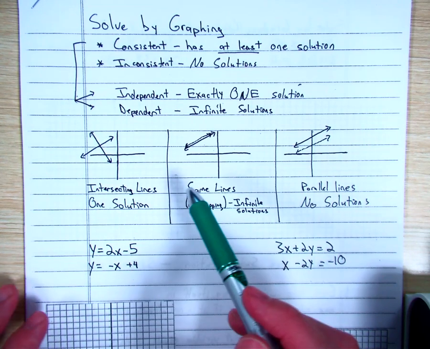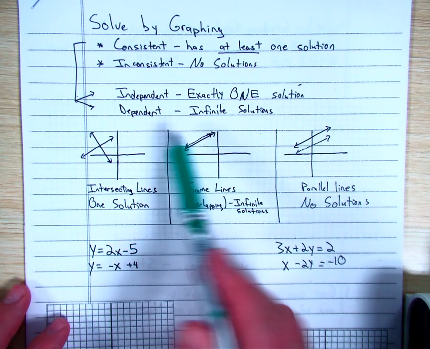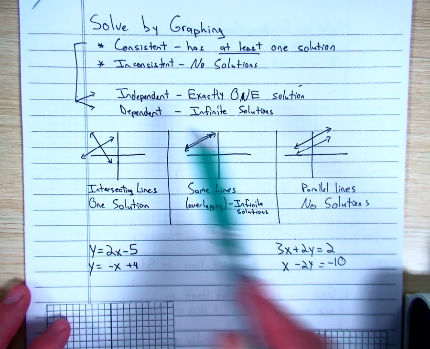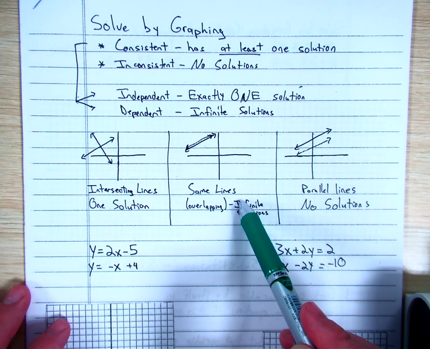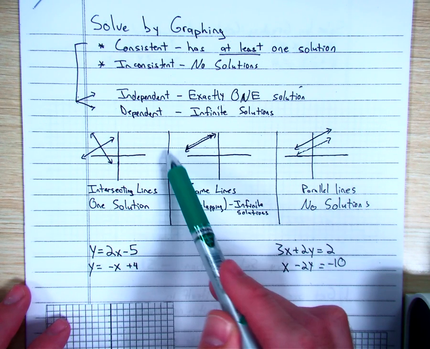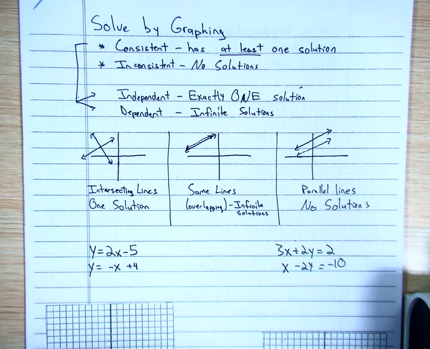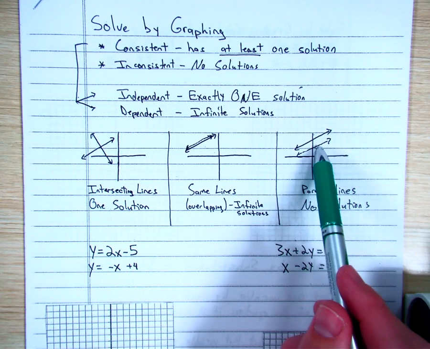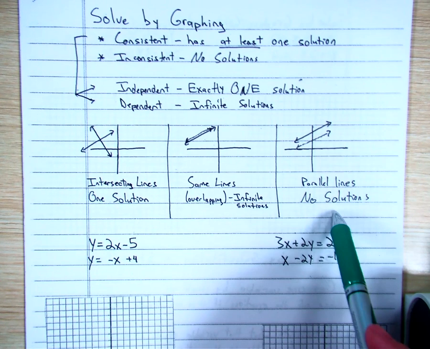Here's our possibilities for graphing two lines. They could cross at one point. They could end up being the same line or overlapping lines and share infinite points in common. Or we could be parallel lines and have no points in common or no solutions.